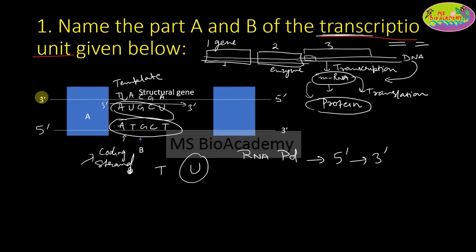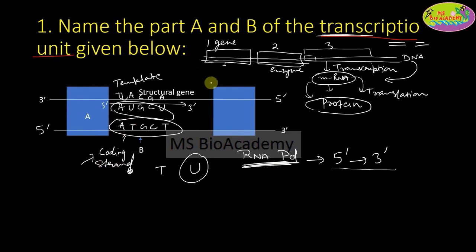All right, and the one which runs in the 3 prime to 5 prime direction acts as a template strand because it is like a template for the mRNA. Basically it is like a template for RNA polymerase to synthesize the mRNA. Okay, and mRNA is synthesized only in the 5 prime to 3 prime direction because RNA polymerase can add the ribonucleotides only in the 5 prime to 3 prime direction, right? So that is why this is being used.